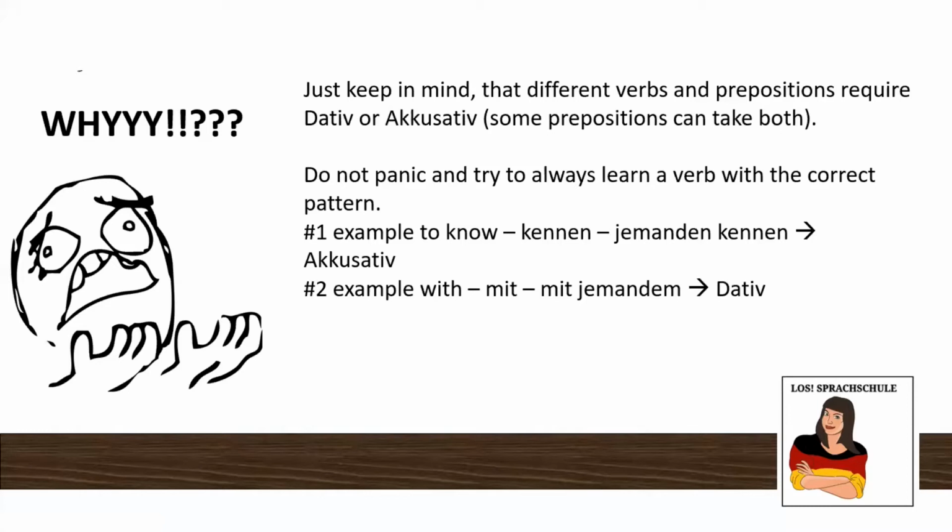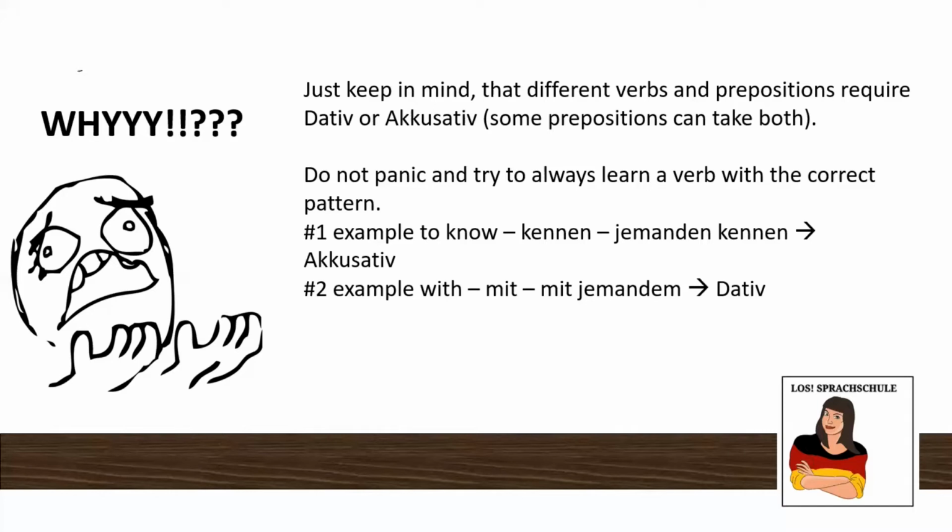And if you want to listen to my advice, try to learn a verb with the correct pattern. If it has a preposition or if not, learn all the possible ways. Later, you will not struggle that much. First example, you want to say to know, you know the infinitive kennen, then you have to learn jemanden kennen, to know somebody. This kind of somebody will be the object, and in this case, it will be an accusative. Jemanden kennen.